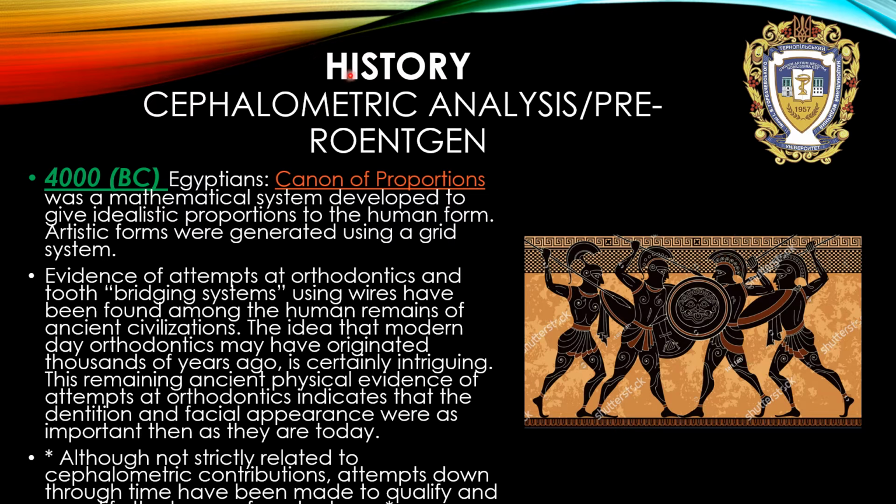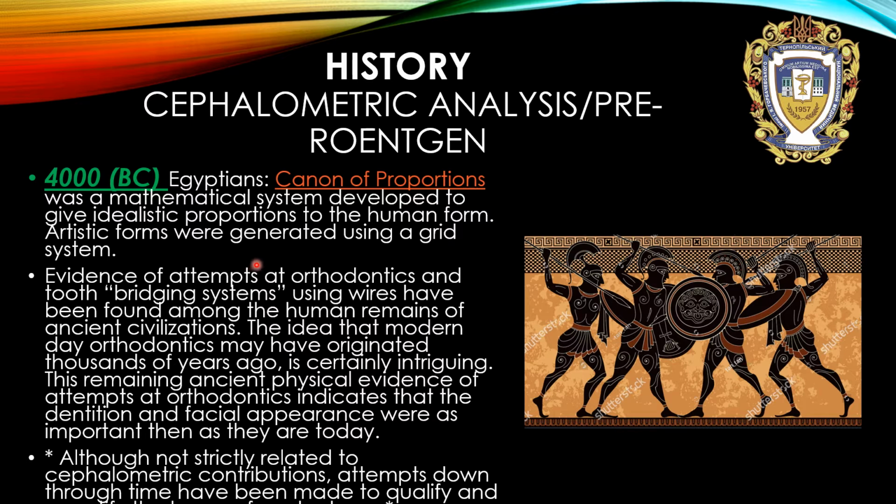All history of cephalometric analysis is divided into pre-Röntgen and Röntgen parts. 4,000 years before Christ, Egyptians wrote a canon of proportions. It was a mathematical system developed to give idealistic proportions to the human form. Artistic forms were generated using a grid system.